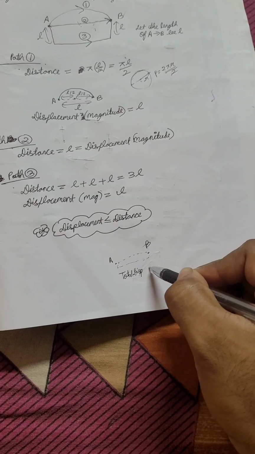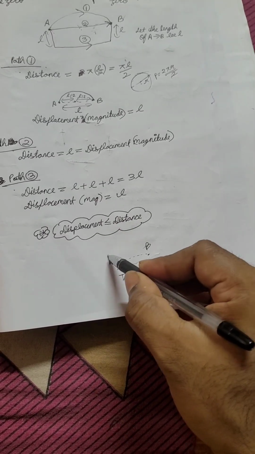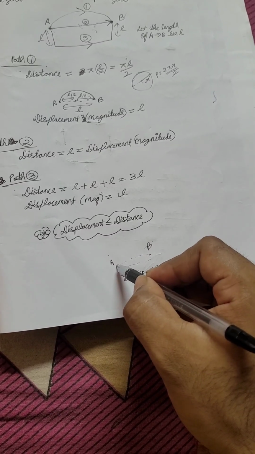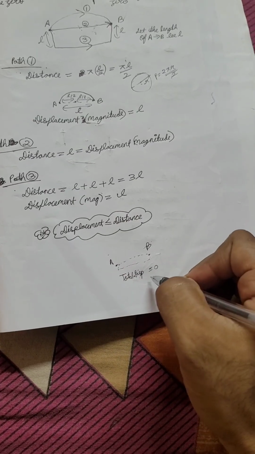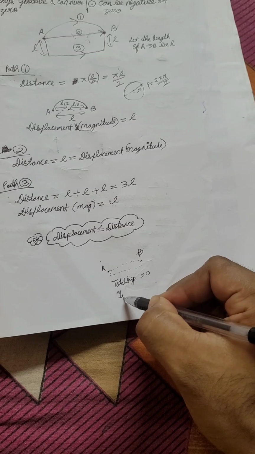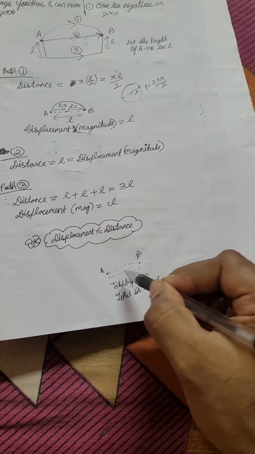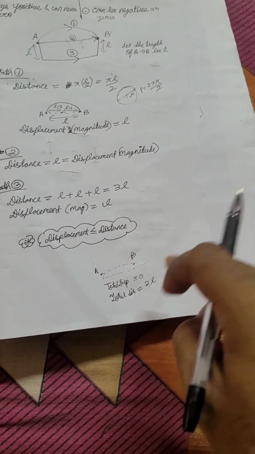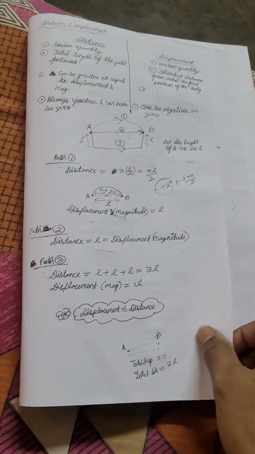Total displacement will be zero, because this is the initial point and this is the initial point. We are moving from the initial point and then returning to the initial point only. So the total displacement is zero, but the total distance is not zero. Total distance is 2L, because we are moving first L then returning L, so 2L. This is the difference between displacement and distance. I hope it will be clear for you.